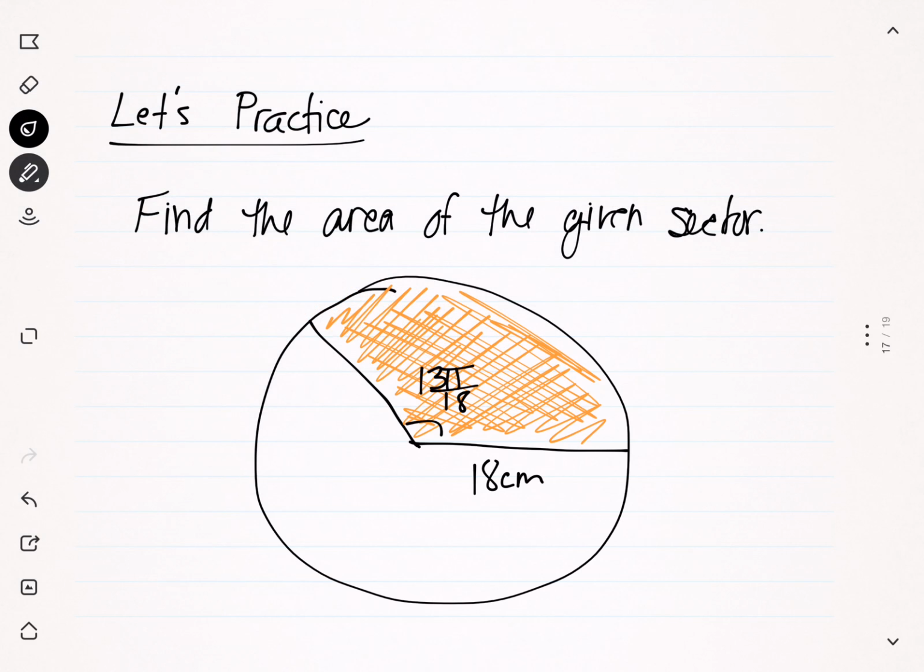Okay, so I would like you to try to find the area of a sector with a radius of 18 centimeters and an angle measure of 13 pi over 18 radians. Go ahead and pause the video, try the problem, and when you're ready to check your answer, resume playing.